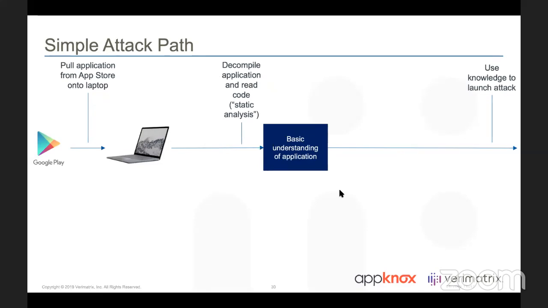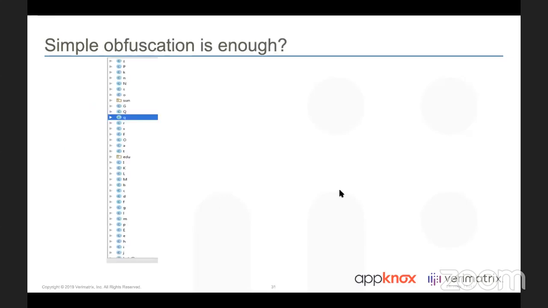I want to go back to our simple attack path, because I want to highlight that obfuscation is a very good barrier, but we need to make sure we're considering other things. We're looking at other areas as well. So in our simple attack path, the first thing the attacker was doing was trying to statically analyze the code. And we said that obfuscation helps create barriers, helps stop an attacker statically analyzing the code.